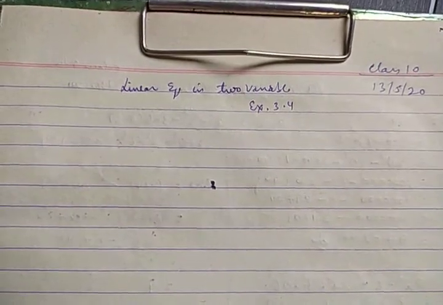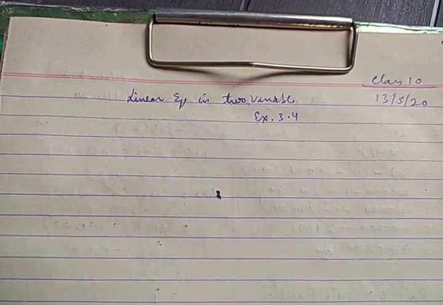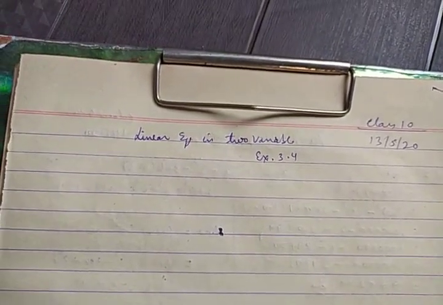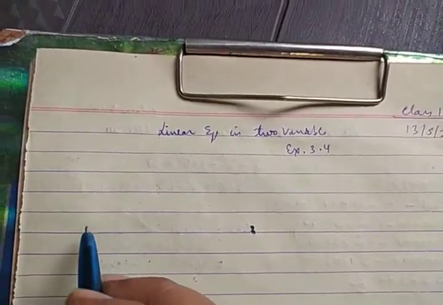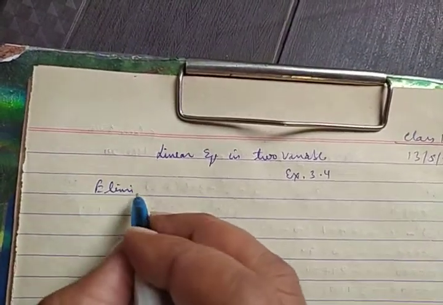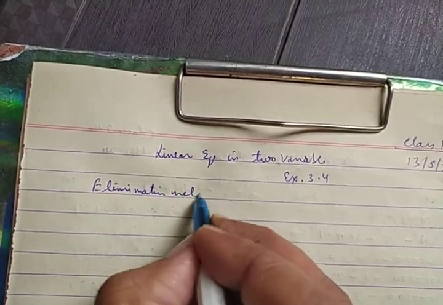Hello बच्चों, today I will explain exercise 3.4 in the chapter linear equation in two variables, and the method under the algebraic solution to be discussed today is the elimination method.